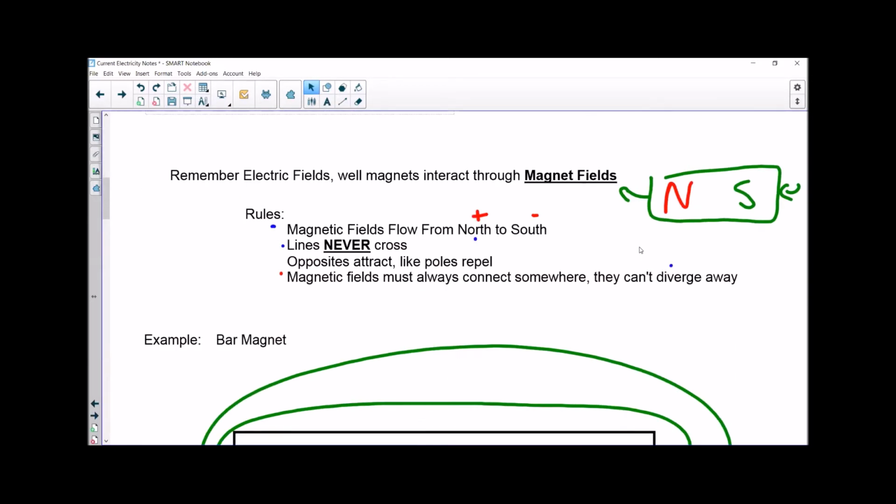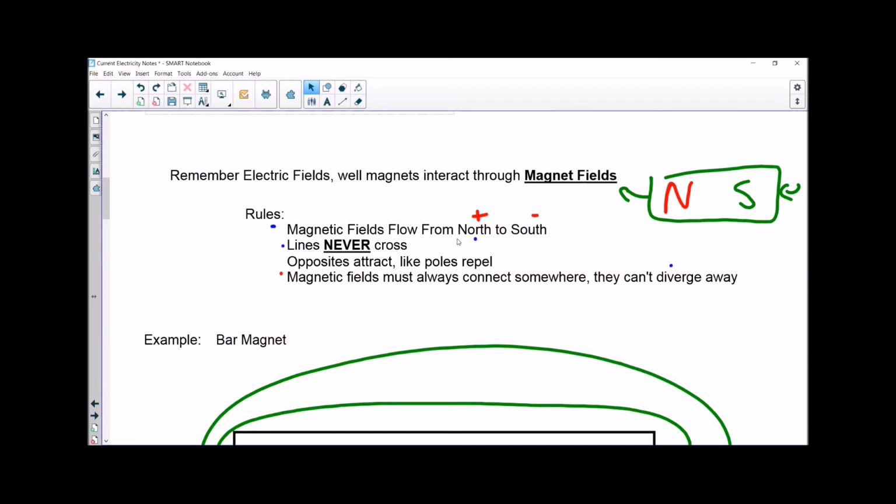Just like with electric fields, magnets create magnetic fields. So the presence of a north and a south pole creates a magnetic field, and the interaction of magnetic fields creates magnetic forces. Kind of like how if we have two positive charges, they create electric fields and they repel. You have magnets which create magnetic fields and they also can attract or repel.